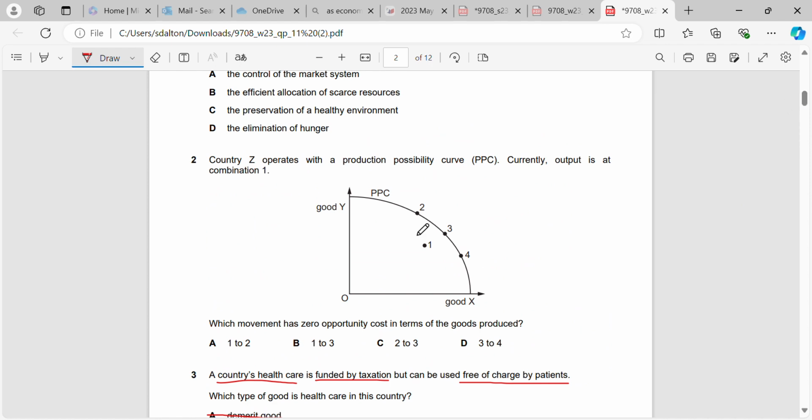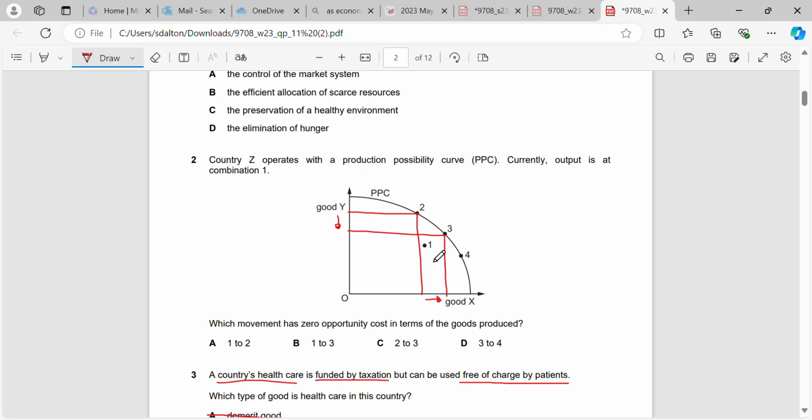Okay, which one is zero opportunity cost? So if we move from 2 to 3 or 3 to 4 or 4 to 3, whatever it happens to be, any point that's along the curve will result in an opportunity cost because we're going to be reducing our production of the other type of good. So if we move from 2 to 3 here, for example, we are then having to give up some of good Y for the increase in good X that we will receive.